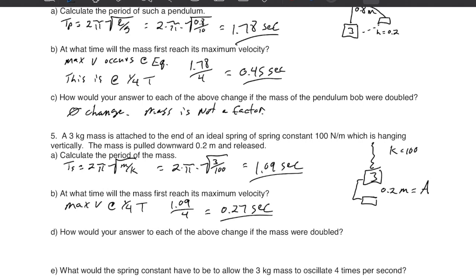How would your answer to each of the above change if the mass were doubled? Well, they're both going to increase because mass is a factor in our calculations for the period of a spring. It would definitely increase. Increasing mass would increase the period. Since we're doubling it, the period would increase by a factor of square root of 2.